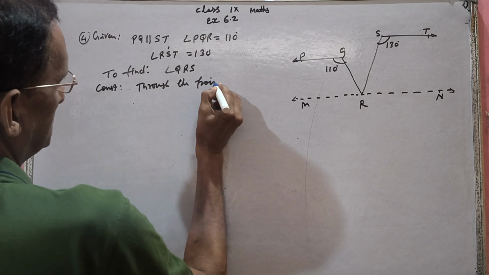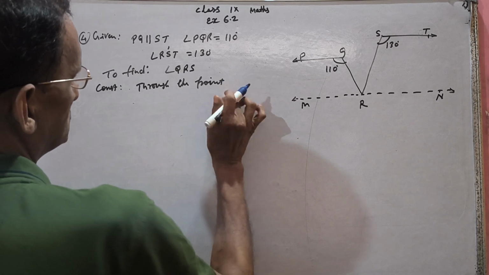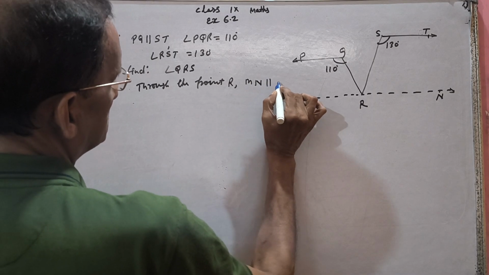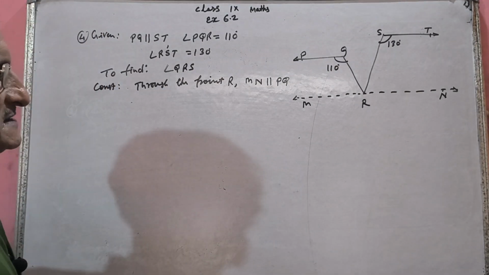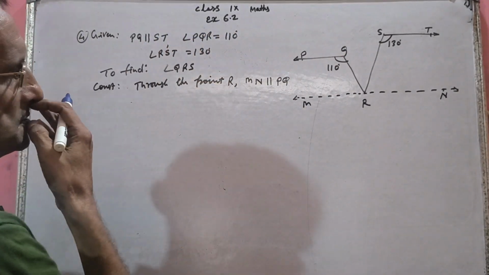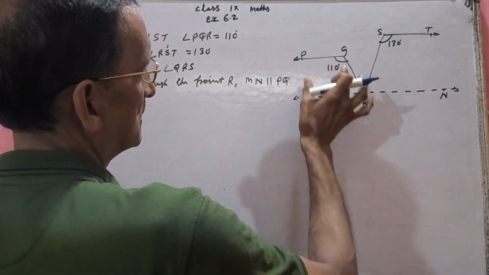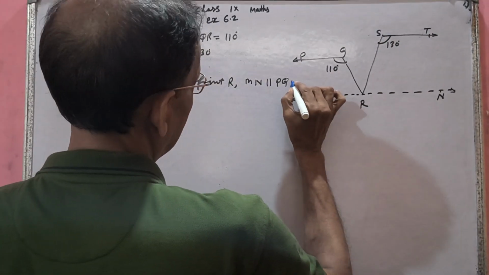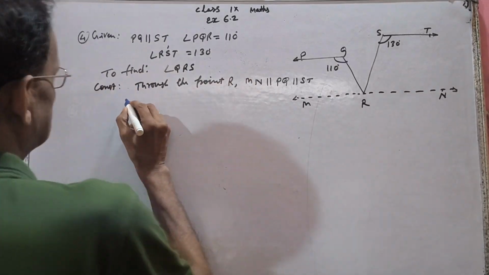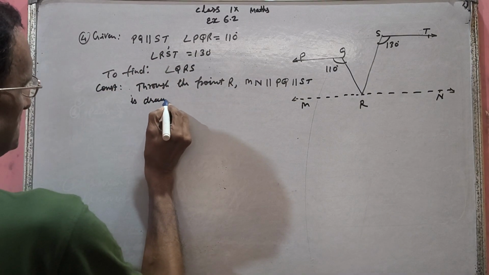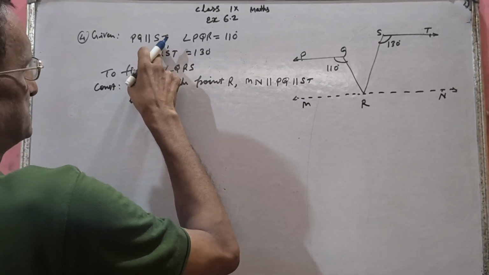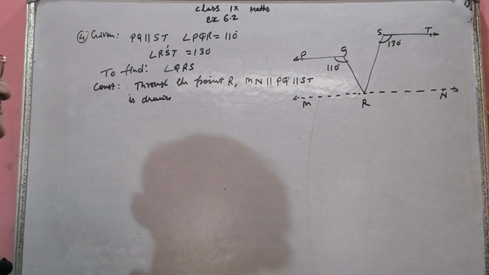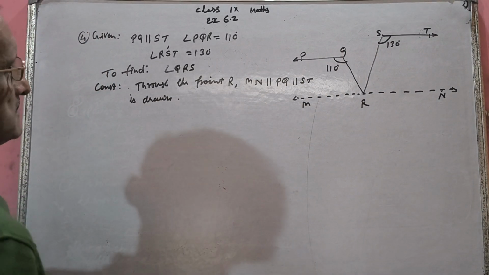Construction: through the point R, MN parallel PQ. See, PQ parallel ST is given already. If we draw MN parallel PQ, and it is already given that PQ is parallel to ST, so MN will be parallel to ST. So we can write here, parallel ST is drawn. Understood why? Because PQ parallel ST is given here and we are drawing MN parallel to PQ, the MN will be parallel to ST also. Okay. Now solution.